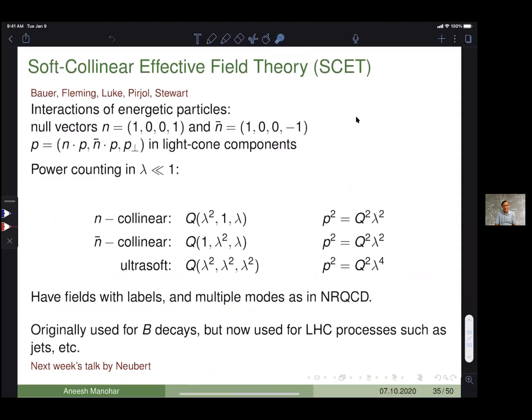Lastly, I'll stop at soft-collinear theory, which is a theory for energetic particles, where you think of particles moving very fast, let's say back to back along the z-axis and the negative z-axis. And if you work out, let me not go through the power counting, but basically you have energetic particles whose off-shellness is much, much smaller. Lambda is the small parameter, much, much smaller than the scale of the scattering. And again, this theory has fields with labels and multiple modes and suffers from some of the headaches of NRQCD, but things seem to be better here as far as the formalism is concerned. This was originally used for B decays, but now it's extensively applied to LHC processes. And next week's talk by Neubert will be on application to Higgs physics.